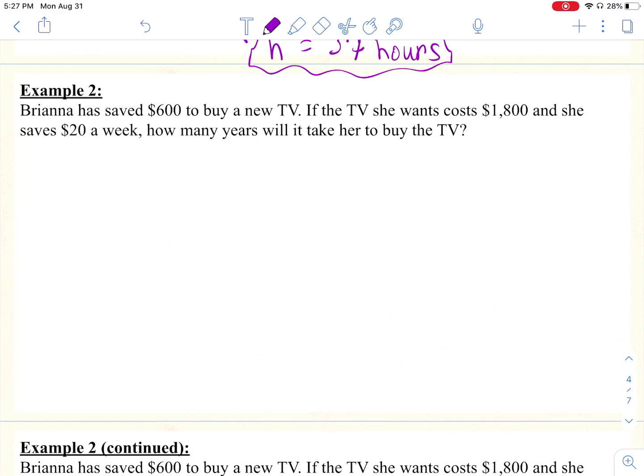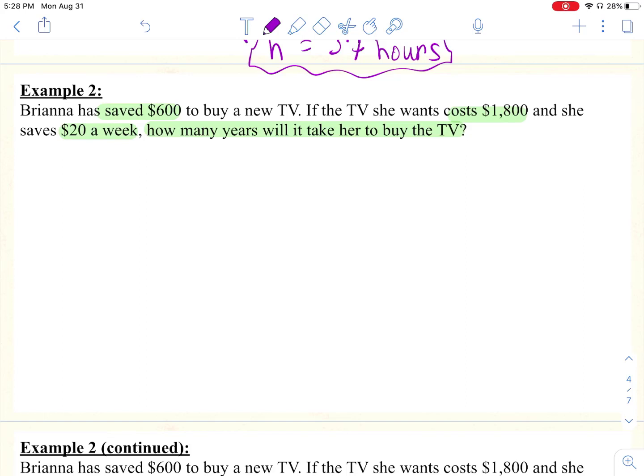Example 2. Brianna saved $600 to buy a new TV. If the TV she wants costs $1,800 and she saves $20 a week, how many years will it take her to buy the TV? Let's go ahead and go through this and highlight the important information. So she already has saved $600. If the TV she wants costs $1,800 and she saves $20 a week, how many years will it take her to buy the TV?